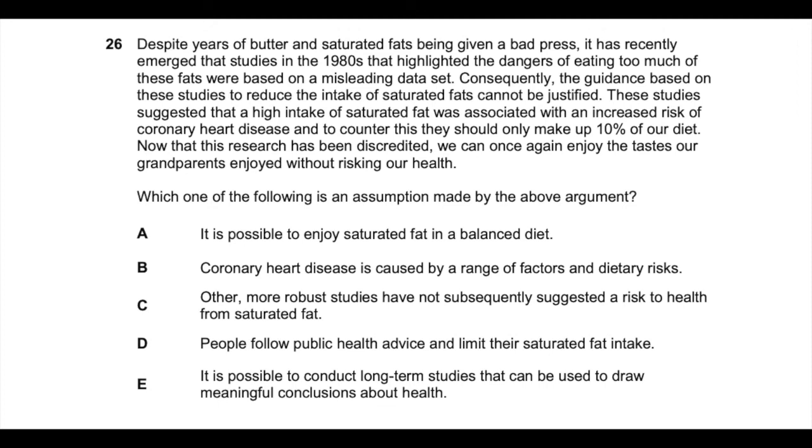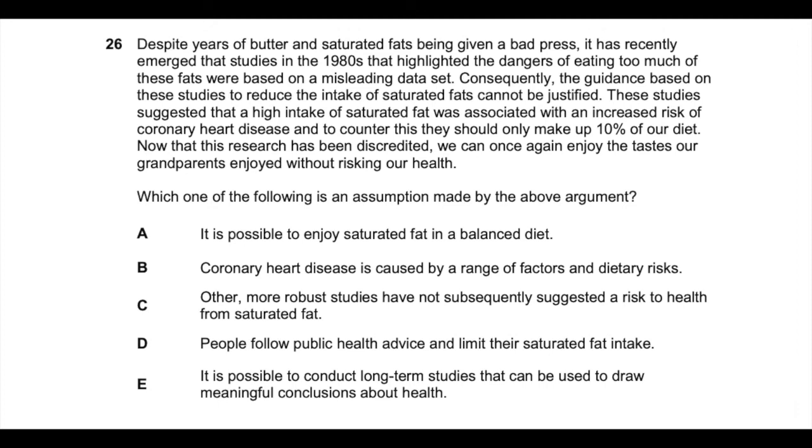These studies suggested that a high intake of saturated fat was associated with an increased risk of coronary heart disease, and to counter this they should only make up 10% of our diet. Now that this research has been discredited, we can once again enjoy the tastes our grandparents enjoyed without risking our health. Which one of the following is an assumption made by the above argument? The correct answer is C, because it presents a conclusion of the passage, not an assumption made.